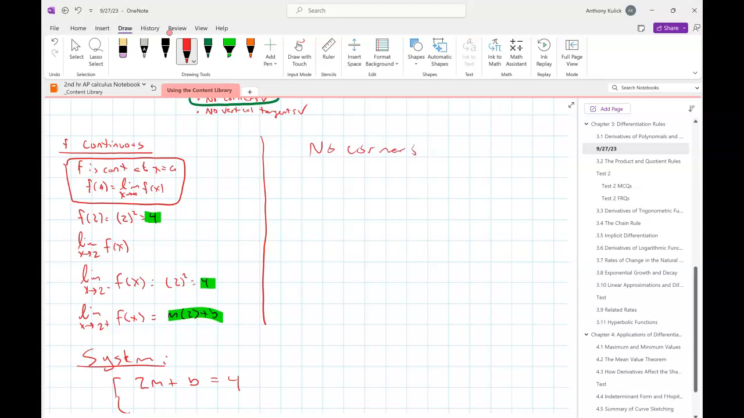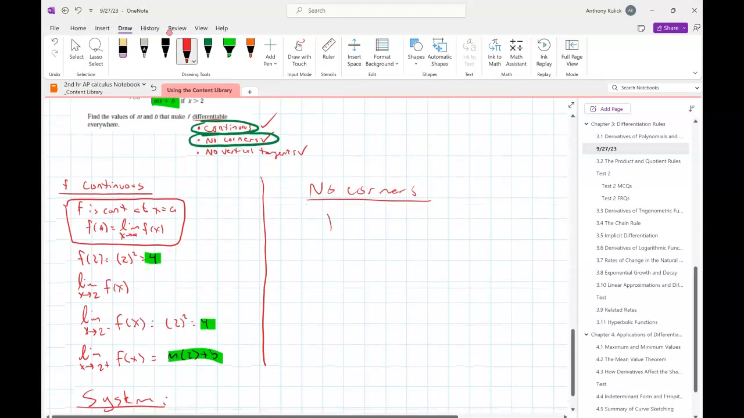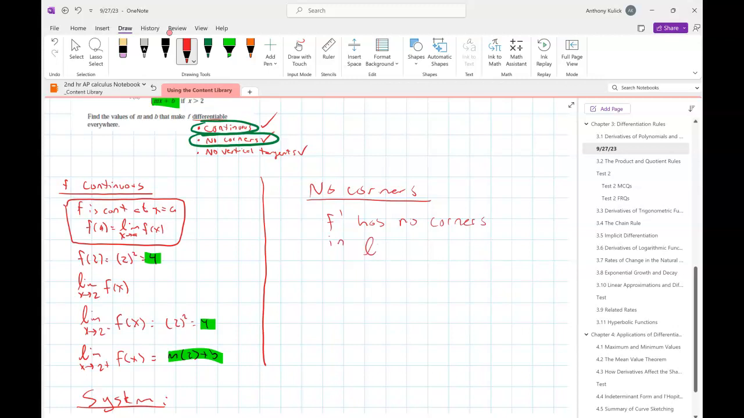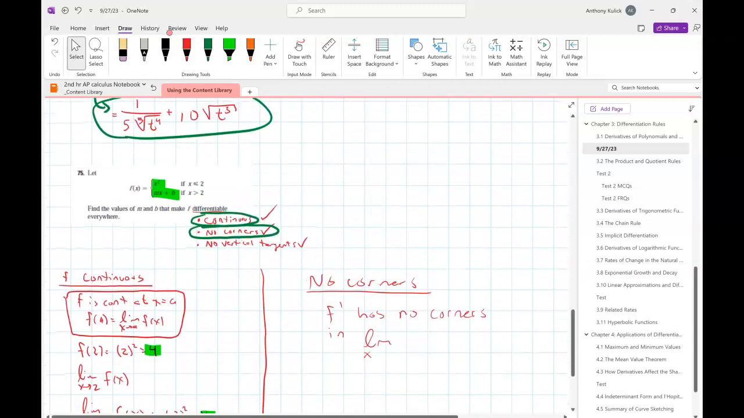Now, if I'm looking at corners, should I be looking at f or f prime? F prime. Good. And how do I check that? Well, it's not something I can graph because the linear function is mx plus b, so I can't actually graph that, right?